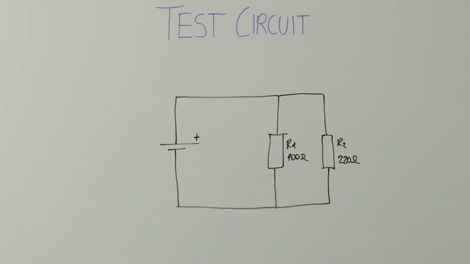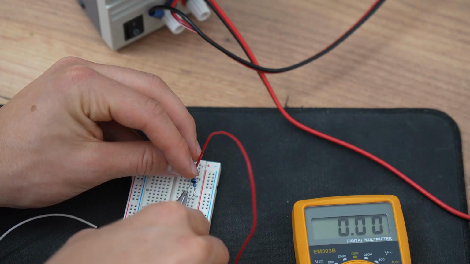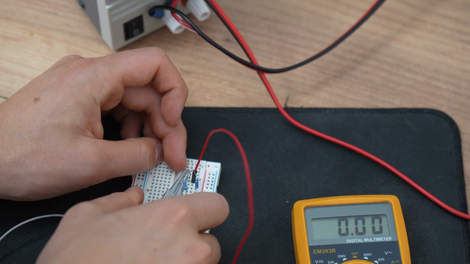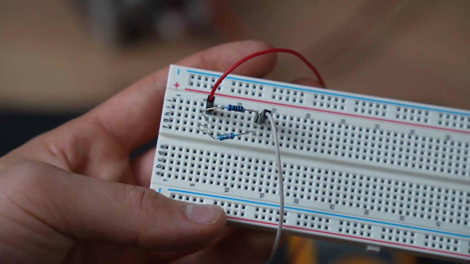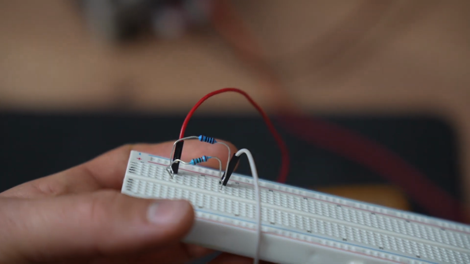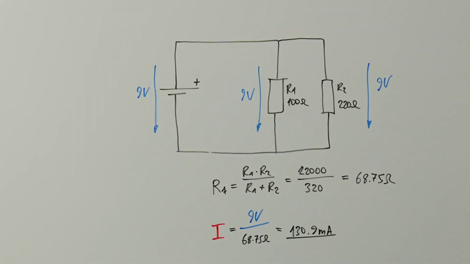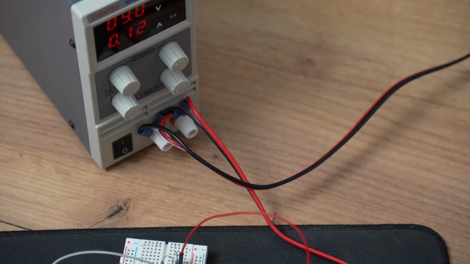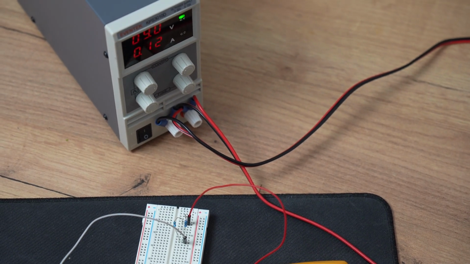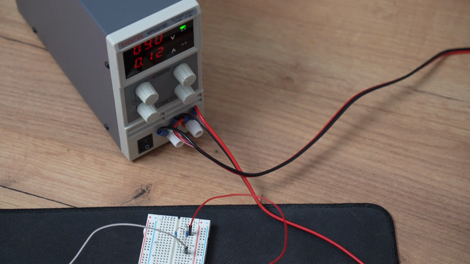Let's arrange a similar test circuit again. We use the two resistors, the 100 ohm one and the 220 ohm one from before, and hook them up in a parallel arrangement. The equivalent resistance is 68.75 ohm, which results in a current of 130.9 milliamps. As you can see, our calculation was correct again.